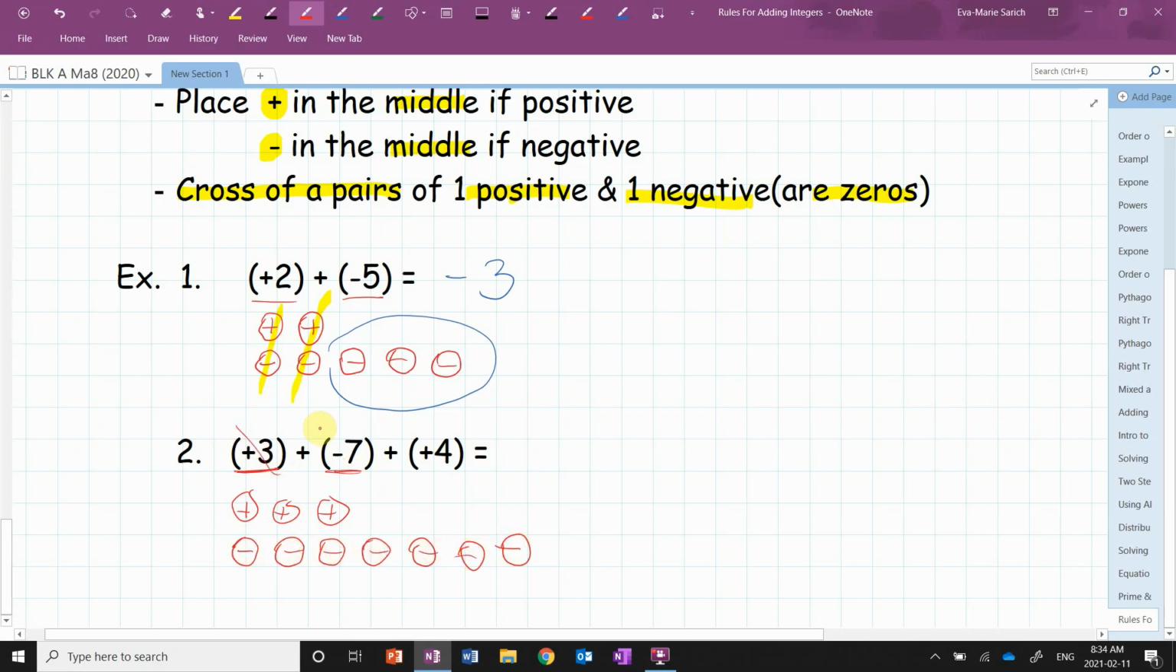So I've done the positives, I've done the negatives. Now I have another set of 4 positives. So I'm going to draw another 4 discs, and they go in the same line with the positives. Put your plus signs in them. And now what's going to happen? A 0, a 0, a 0, a 0, a 0, a 0, a 0. Nothing is left. So the final answer is, in fact, just 0.